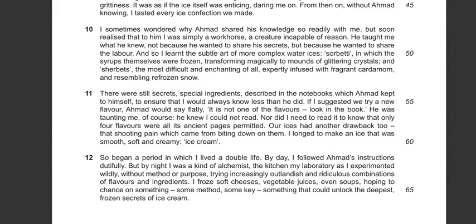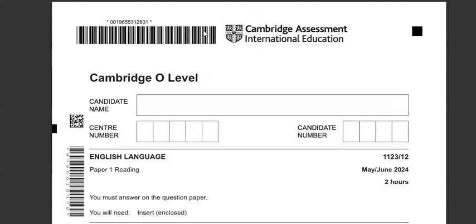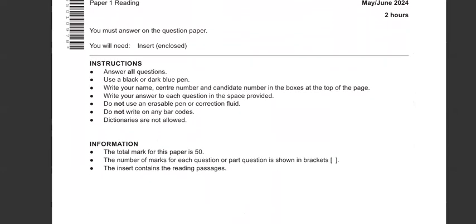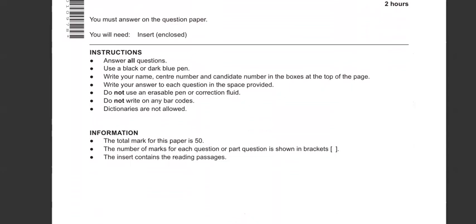Right? So let's go to our question paper. This is our question paper. It includes some set instructions. So let's have a look at the instructions. What do the instructions say? The first point says to answer all the questions, which means that you have no choice in this paper. You have to attempt each and every question, each and every part of the question.